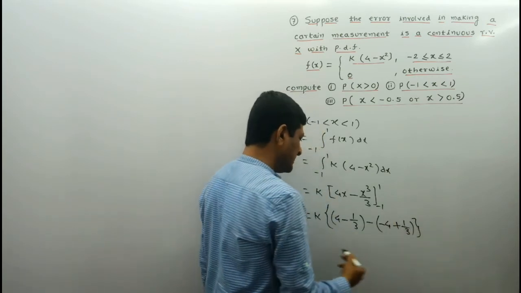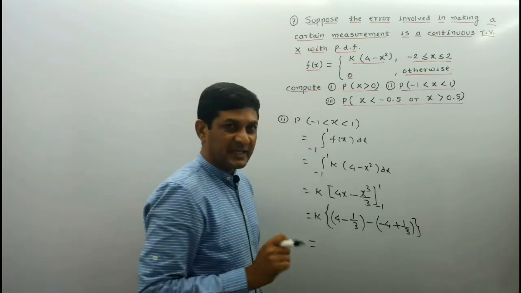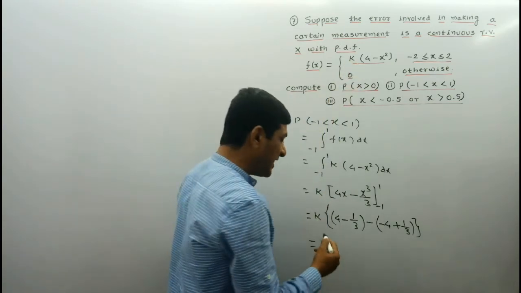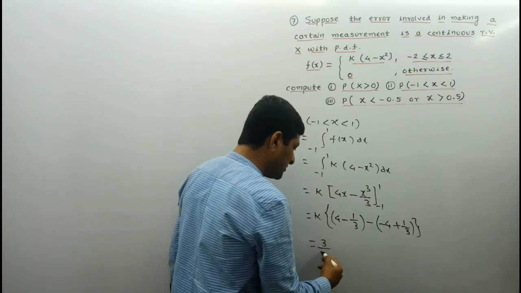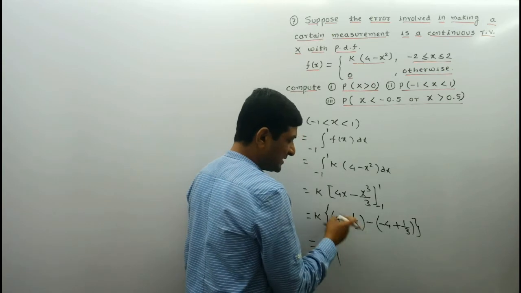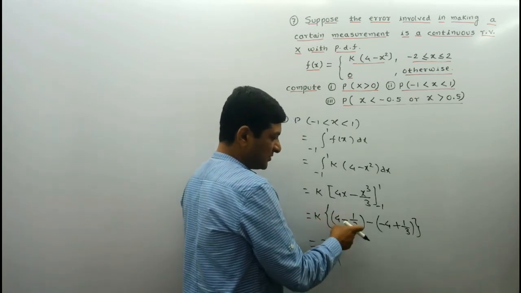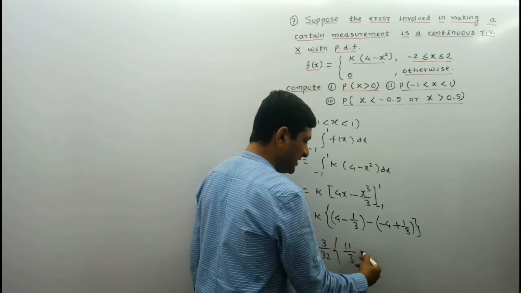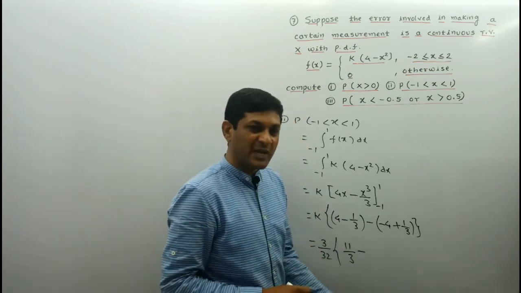So isn't it? So which is equal to, now I am replacing k by its value. Already we have got the value of k in the first part. So what is the value of k? 3 by 32. So here 4 simplified, 4 3 4s are 12, 12 minus 1 will be 11, 11 by 3 minus, let us see what we are getting here.